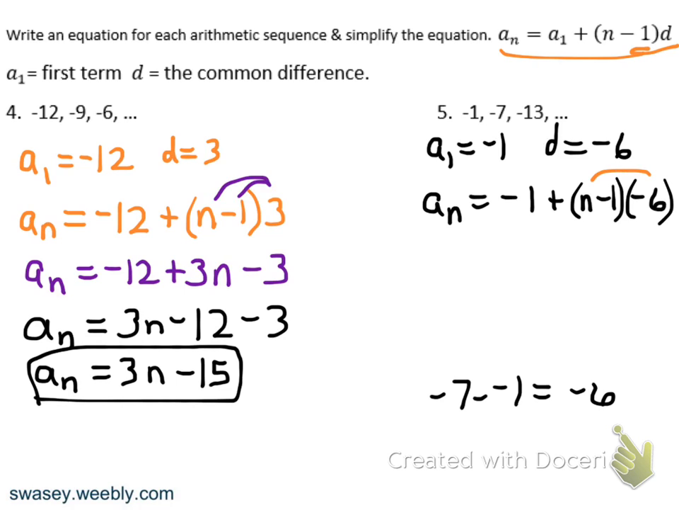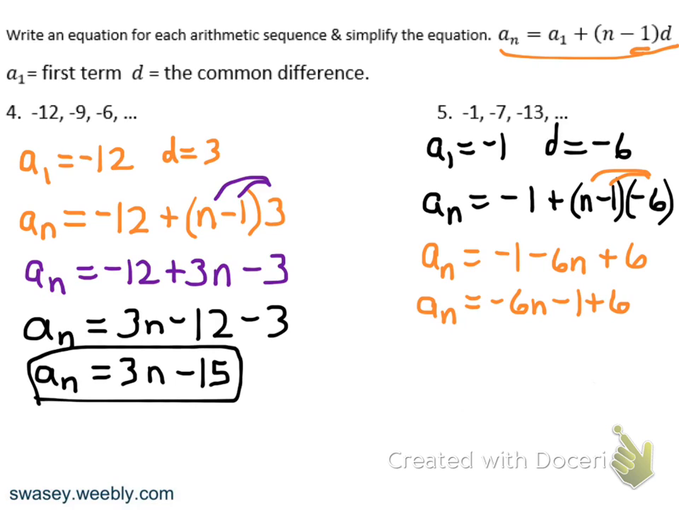To get rid of our parentheses, we'll distribute this. So we have A sub n equals negative 1 minus 6n, and then negative 6 times negative 1 is positive 6. We'll switch the order here and combine our like terms. So we have A sub n equals negative 6n plus 5.